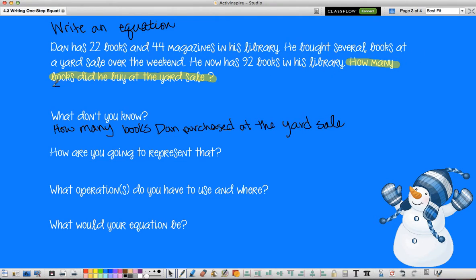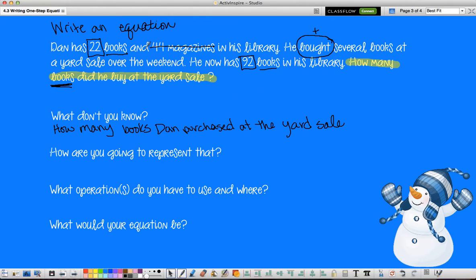We want to know how many books he bought at the yard sale. So Dan has 22 books. That's important. And 44 magazines. Well, are the magazines important to us if we're just talking about books? In this case, it's fluff information, so we have to eliminate the 44 magazines. He bought, so bought would be our operation word that tells us that we're adding to the total several books at a yard sale over the weekend. He now has 92 books in his library.